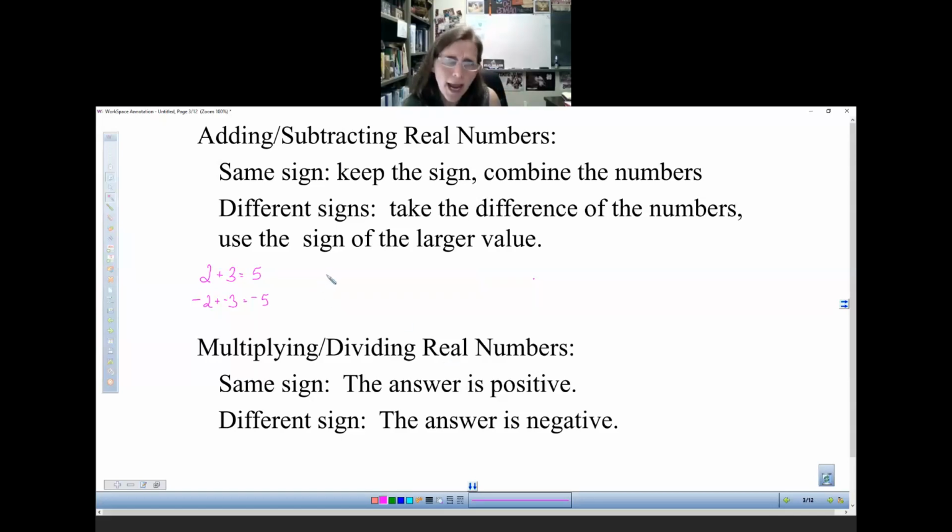If I'm subtracting, then my subtraction takes on a slightly different concept here. Before we talk about subtraction, we need to talk about what happens if I have different signs. Say I have a positive 2 plus a negative 5. The rule is that I take the difference in the two numbers and the sign of the larger value. To me, that's always been a little bit confusing because I think, well, a negative is a smaller number. So I don't necessarily like the definition that we have here.